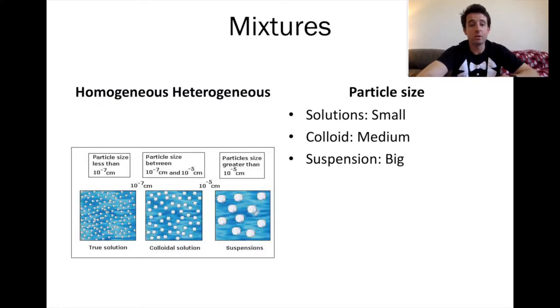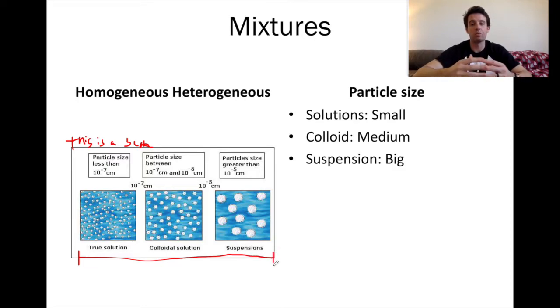So here is the picture that I'm looking for, where we have true solution, colloidal solution, and suspensions. What you'll notice about these pictures is that the white dots get bigger as you move from left to right. In a true solution, the particles are very, very small, and that makes them easy to dissolve. Colloids, like we were just talking about, have particles that are a little bit bigger. And in a suspension, the particles are actually pretty big, and they will fall out of solution after you mix them.